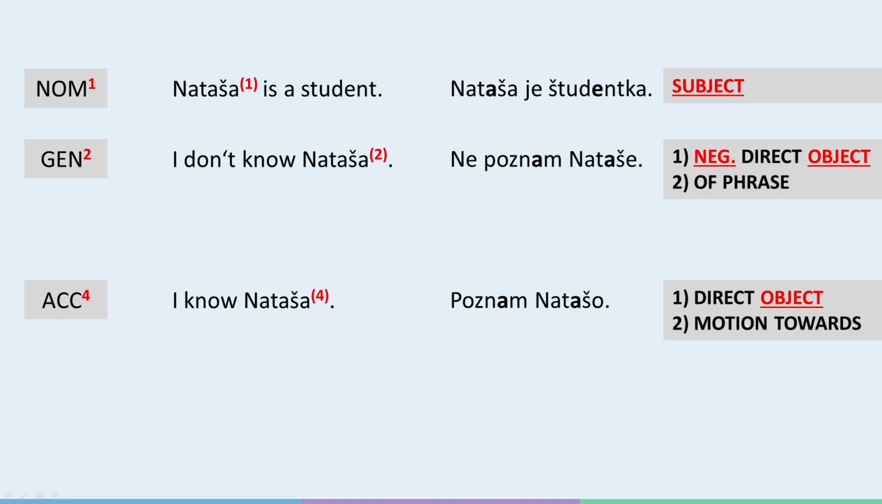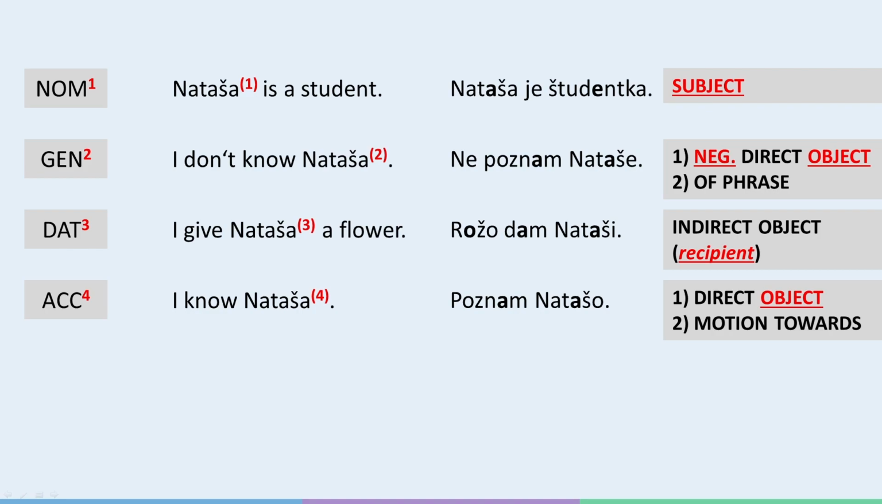Now, if this object is negated, or in other words, if the verb is negated, if what the subject does to the object is negated, the object has to take second case in Slovene. The genitive or second case is also used for of phrases, for example, when saying the history of Slovenia or something similar. The dative is used with the indirect object, or in less technical terms, the recipient of something.